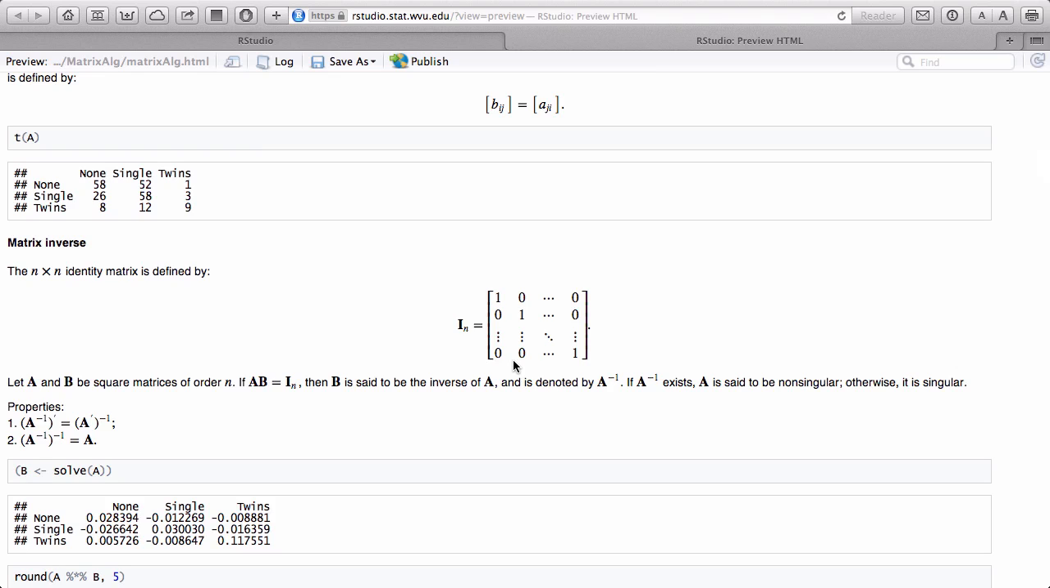So suppose I want to find a matrix B such that A times B is equal to the identity matrix. If we can find such a B, then B is said to be the inverse of A. And we call it A inverse with this symbol right here, A inverse, like a superscript. If A inverse exists, then A is said to be non-singular, and otherwise it is singular.